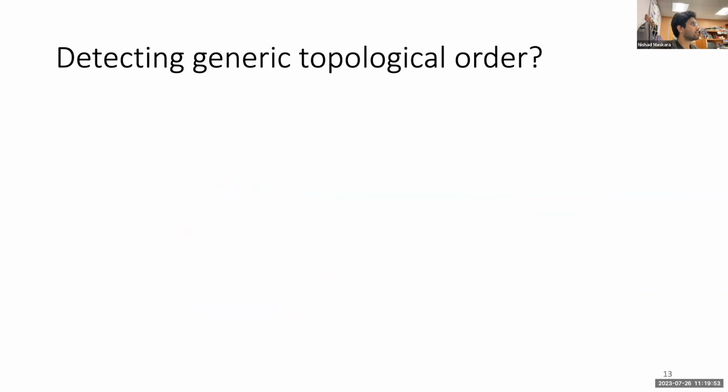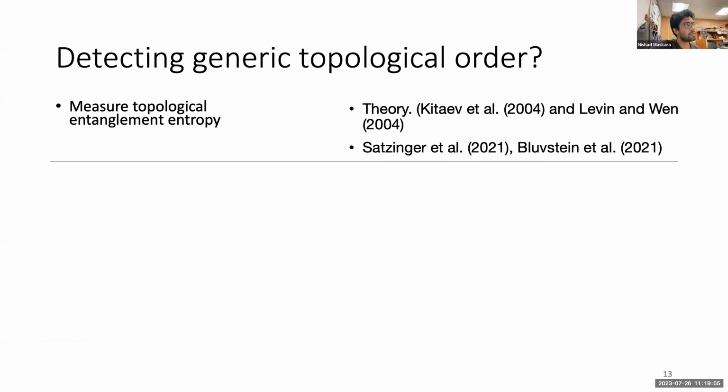Yeah, and so other people have also discussed detecting topological order in generic phases or generic points in the phase diagram. One of the approaches is to measure the topological entanglement entropy. This is a basis-independent quantity. However, one of the issues with topological entanglement entropy is that it's actually exponentially small. You're trying to measure the entropy of a large region, and therefore this approach has very high sample complexity.